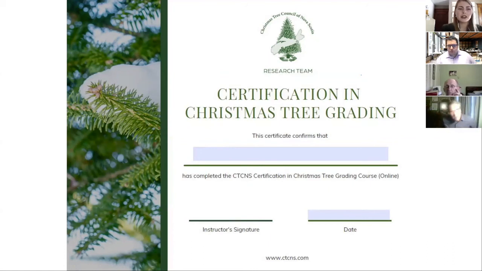So we're going to be offering the course again online, and anybody who goes through and completes those requirements is eligible to receive their certificate. That's what it looks like. And basically by meeting these requirements, what you're doing is proving that you're dedicated to taking some time to learn what the outcomes are for grading trees, and the certificate will soon become recognized across Nova Scotia. So it's a good use of anybody's time.